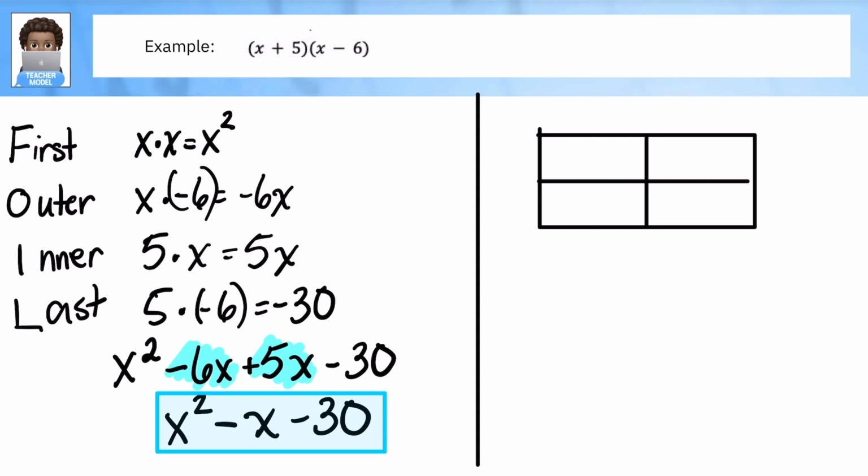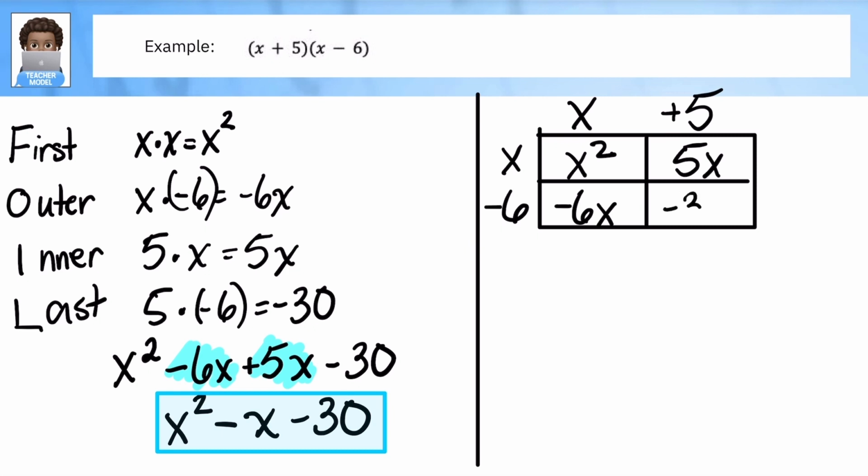And I'm going to put the terms on the outer parts of the box. So here's x plus 5. And here's x minus 6. And all I'm going to do on the inside in here is I'm going to multiply the two terms that are on the outer parts. Okay, so x times x is x squared. Here I'm doing x times 5. It's just 5x. Here I'm doing -6 times x, or -6x. And the last one is -6 times 5 is just -30.